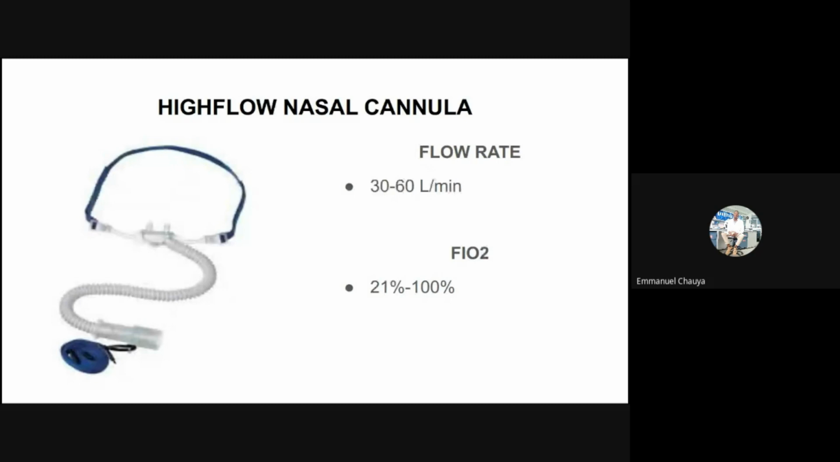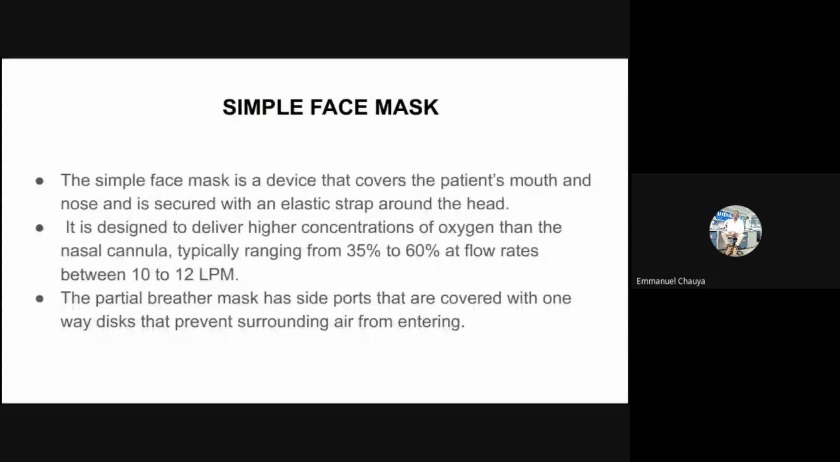So these are designed to deliver a higher concentration of oxygen than the nasal cannula, typically ranging from 35% to 60%. If you recall very well, we said the low flow nasal cannula can give a concentration of 24 to 44%, but a simple face mask would give you as high as 60%. And the flow rate of a face mask is between 10 to 12 liters per minute.